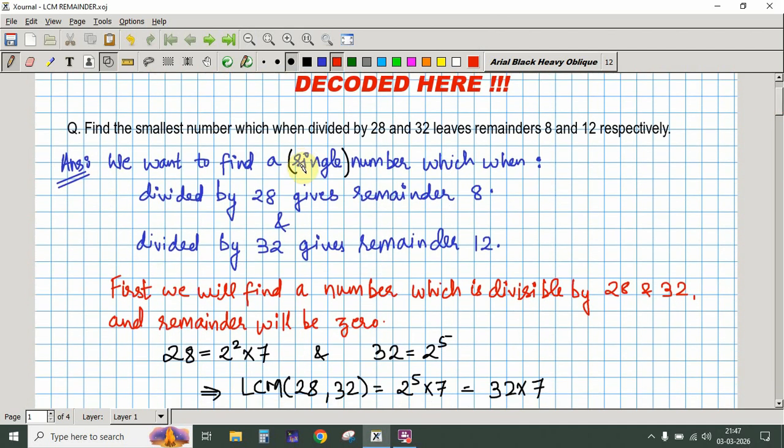To reduce the length of the video, I have already prepared the solution, so I will just go through what I have written. We want to find a single number. Only one number which when divided by 28 gives remainder 8, and the same number when divided by 32 gives remainder 12.